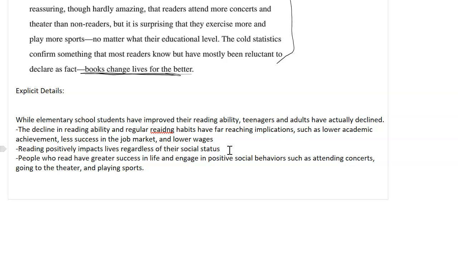All right, so on your independent practice, you will be doing something similar. You'll be reading an SAT passage, capturing the main idea and explicit details in the text, and then answering some questions.